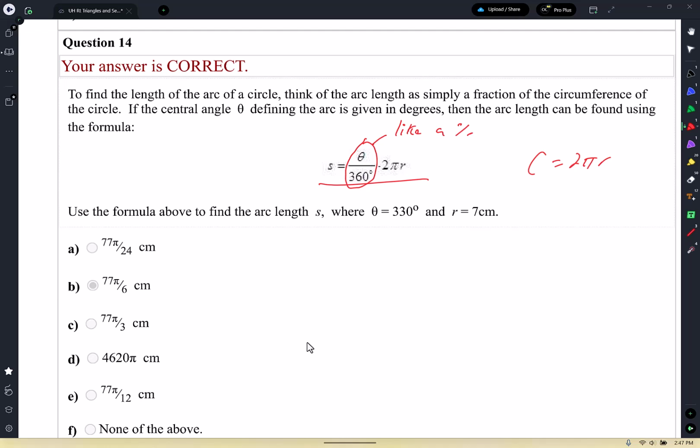So look, see, they give you theta over 360 like a percentage and then multiply it by the circumference. That's very smart. Isn't that cool? So it says use the formula to find the arc length S, where theta is 330 degrees.